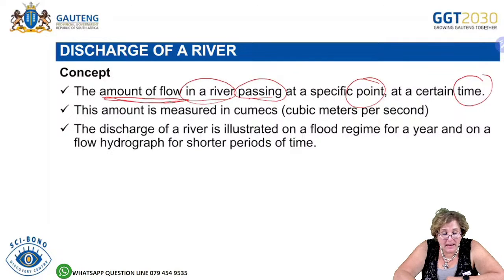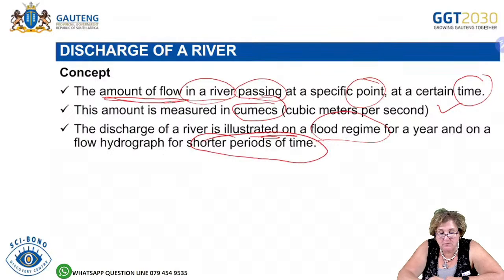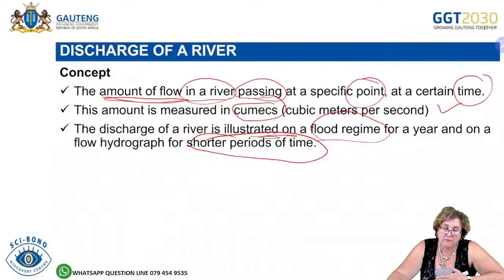How do we measure this amount? We use cubic meters per second. The discharge of a river is illustrated on a flood regime for a year and on a flow hydrograph for shorter periods of time. So it's the amount of water basically that flows at a specific point at a specific time, and it's measured in cubic meters.